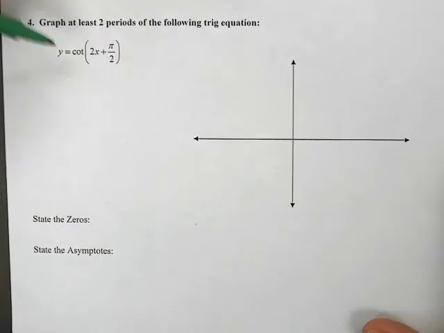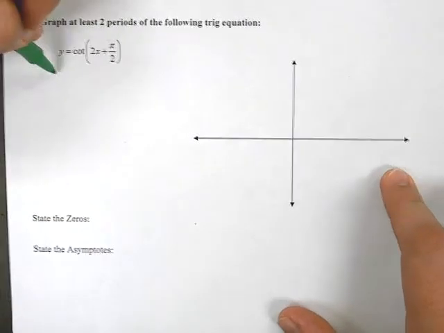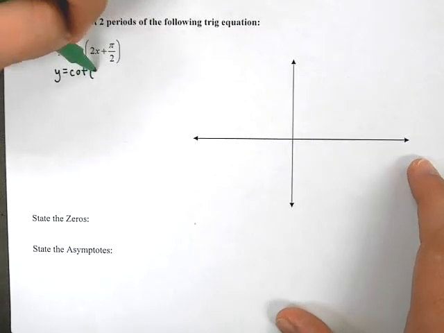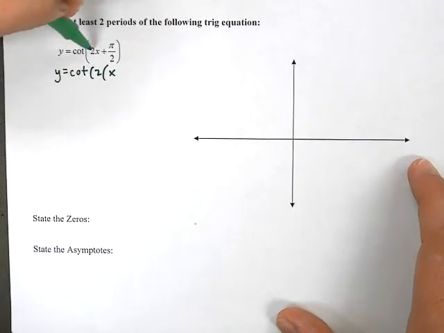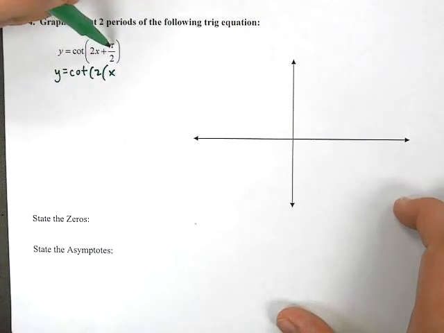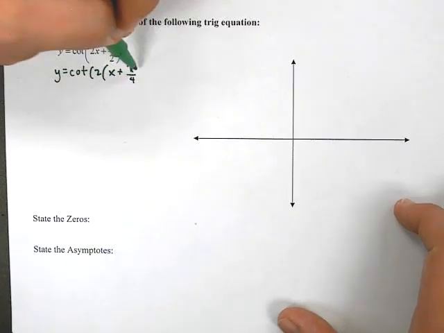Alright, so, I like this cotangent. The problem is not ready yet. Okay, I see this 2. I don't want it. I need to factor that 2 out. So when I take 2 out of 2x, I'm left with x. When I take 2 out of pi over 2, remember, it's a division. So this actually ends up being pi over 4.